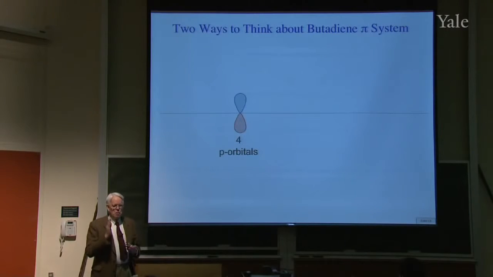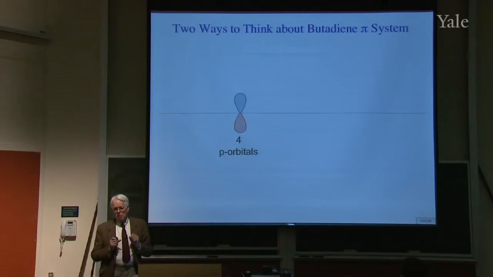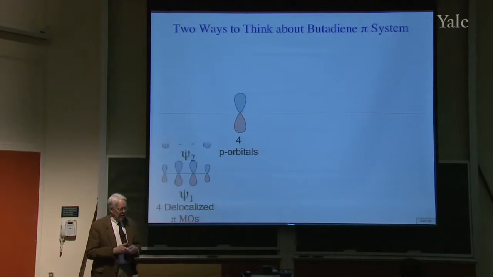Okay, so suppose we have 4 p orbitals in a row. There's the energy of an isolated p orbital. Now there are 2 ways to look at butadiene. You can look at it as a whole, or you can look at it as 2 double bonds and see how they interact with one another. And let's compare those 2 ways of doing it. So first let's look at it as a whole.